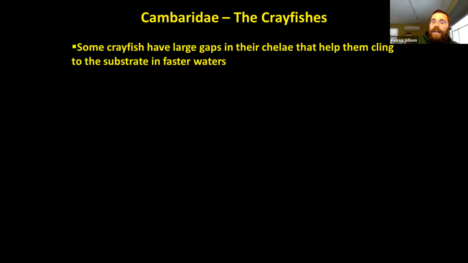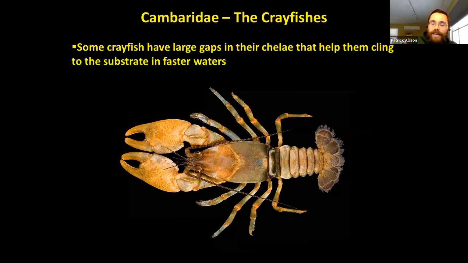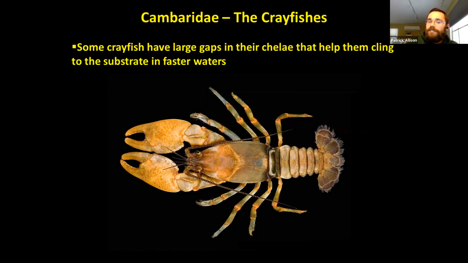Some crayfish have large gaps in their chelae that help them cling to the substrate in faster waters. If we look at this crayfish right here, we see almost these gaps in the chelae, kind of like if you took your hands and formed an O with them.